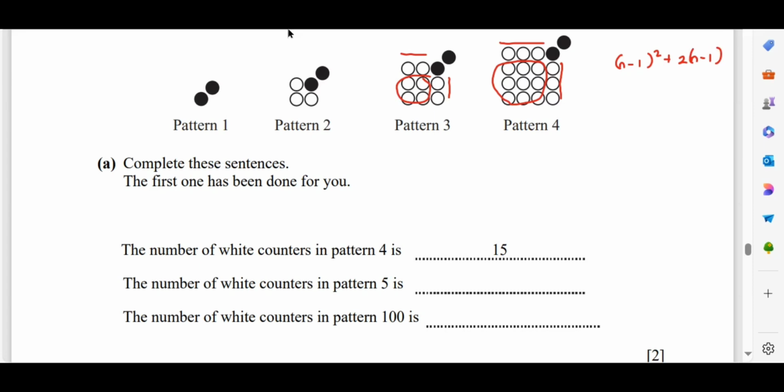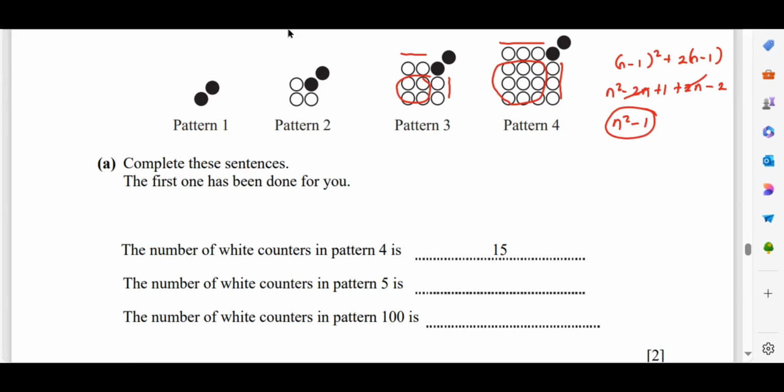So this is like what we are having here. 2 times 2 square, that's for pattern 3, plus 2 times (3 minus 1), which is what we have here. So when you open this bracket here, you have n square minus 2n plus 1. This one will give you plus 2. So this one and this one will go, so I'll have n square minus 1.